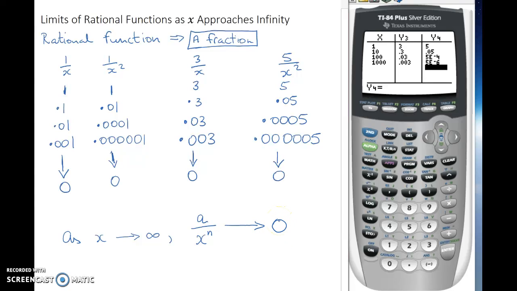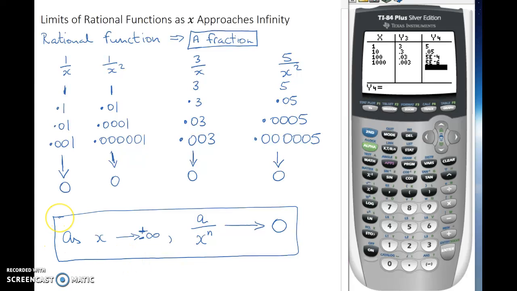And in fact, if x is getting closer and closer to minus infinity, in other words, if we started off with x being -1, -10, -100, -1000, then the only change would be a minus sign in front of the numbers that we have in our table. In either case, whether it's plus or minus infinity, a over x to the power of n is going to get closer and closer to 0. That is the one little conclusion that all the following exercises are going to depend on.